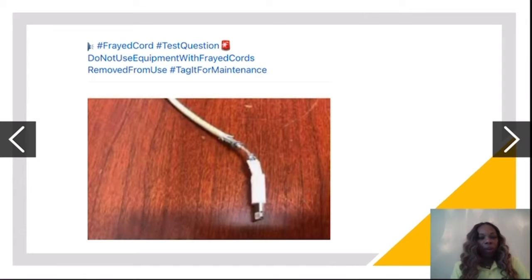You first want to talk about the frayed cord. You do not want to use equipment that has frayed cords. You need to remove any equipment that has a frayed cord from use. You want to tag it so that maintenance can come and fix that equipment. But you do not want to use frayed cords. They are a hazard.